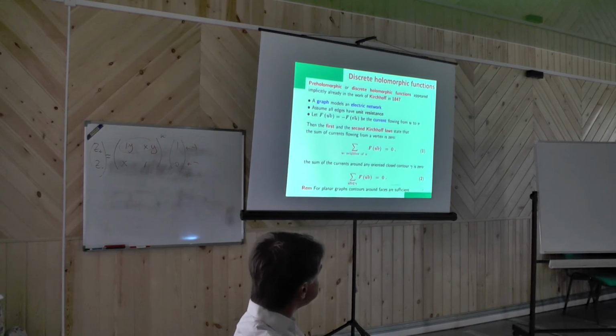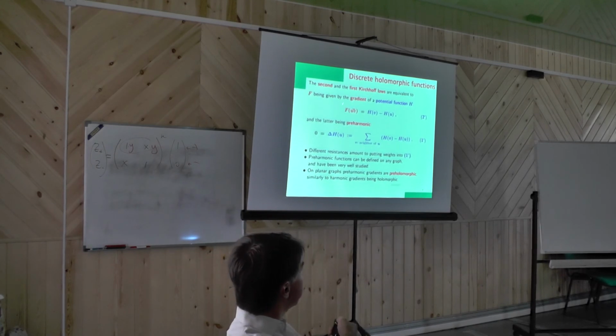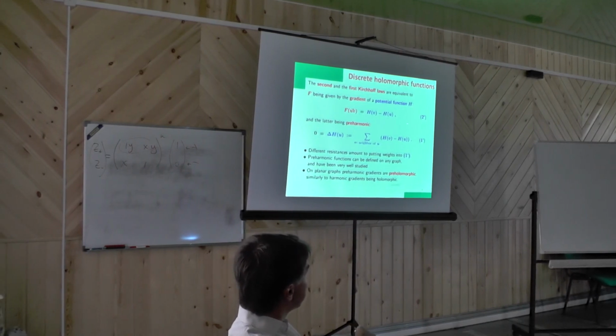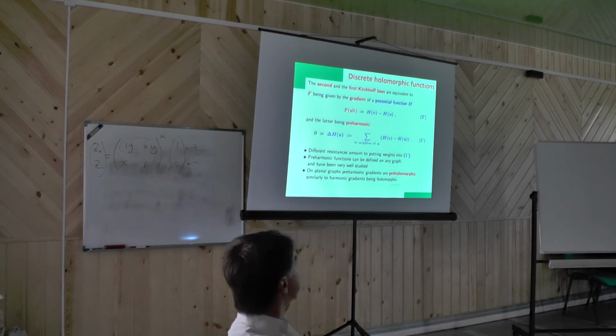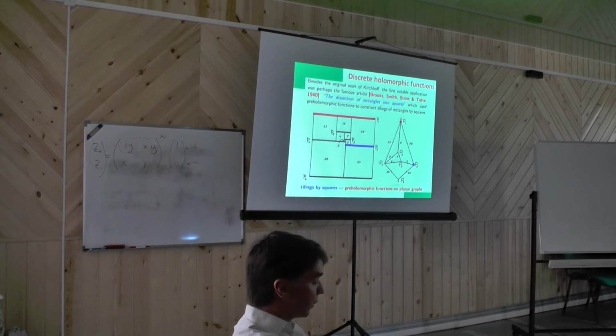So what Kirchhoff observed is that if you have this electricity flow, it's generated by some potential function h, and h is discrete harmonic. So essentially, a discrete holomorphic function is a gradient of a discrete harmonic function, very much like in complex analysis, only in complex analysis you need to flip it a little bit.